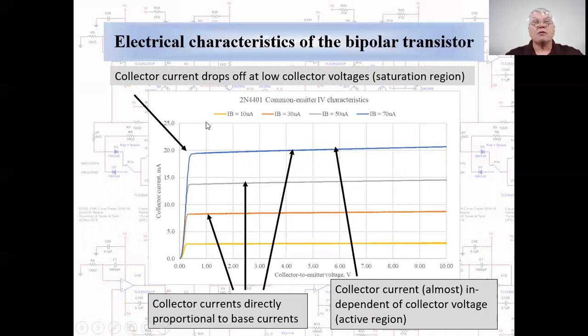The BJT is used as an amplifier in this normal mode of operation. In digital logic, however, we switch it between cutoff, that is no conduction at all, and saturation. Digital logic using BJTs took astronauts to the moon in 1969.